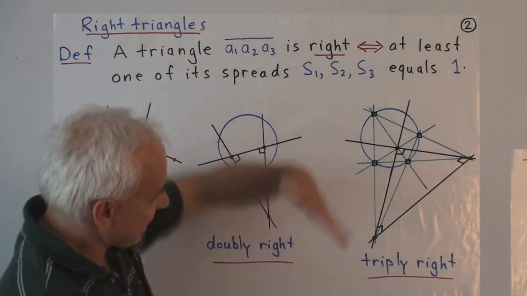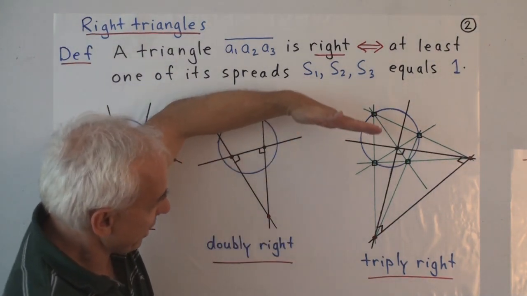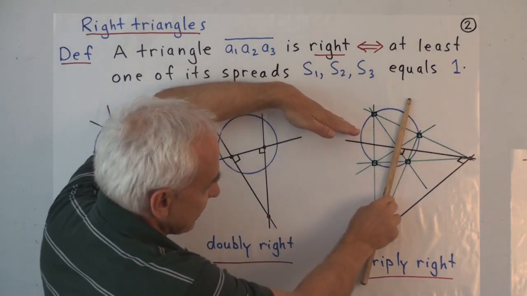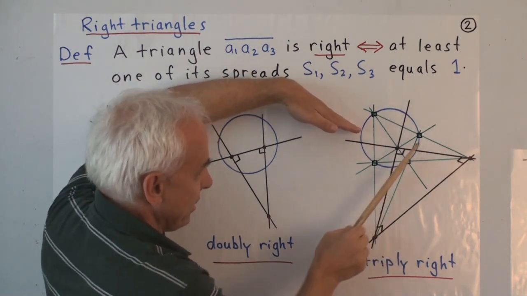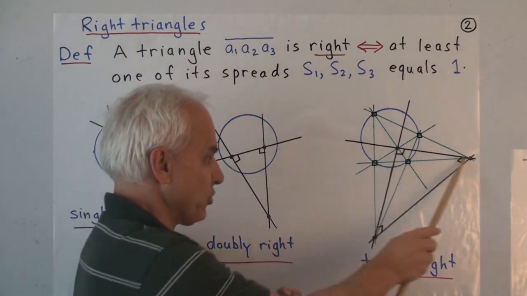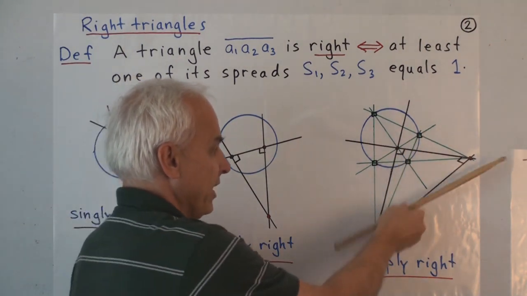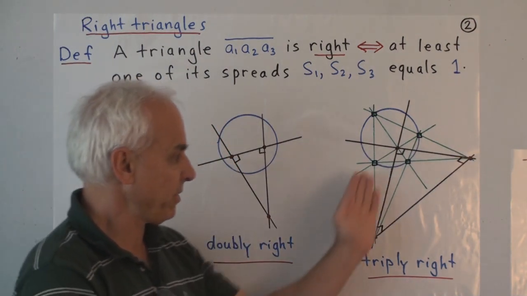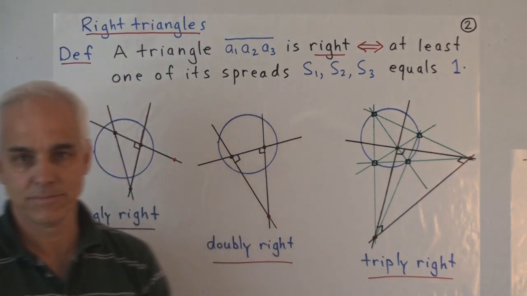And that construction is exactly the construction of the dual of a line. So the dual of this line is exactly that point, the dual of this line is that point, the dual of this line is that point. So all these points are mutually perpendicular, and all 3 lines are mutually perpendicular too. So that's a triply right triangle.